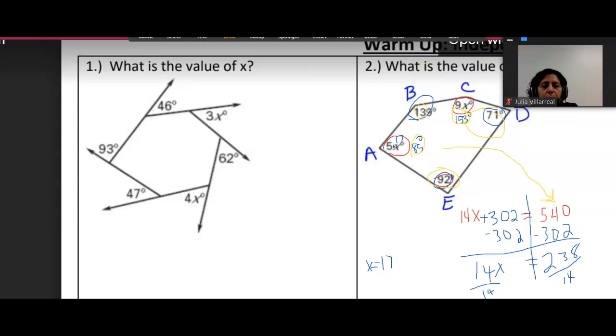Okay, go ahead and do that real quick. Pause my video so you can work. Yes, they equaled 540, and that's what a 5-sided figure should equal. A pentagon should equal 540 degrees, the sum of the interior angles. All right, let's go to number 3.